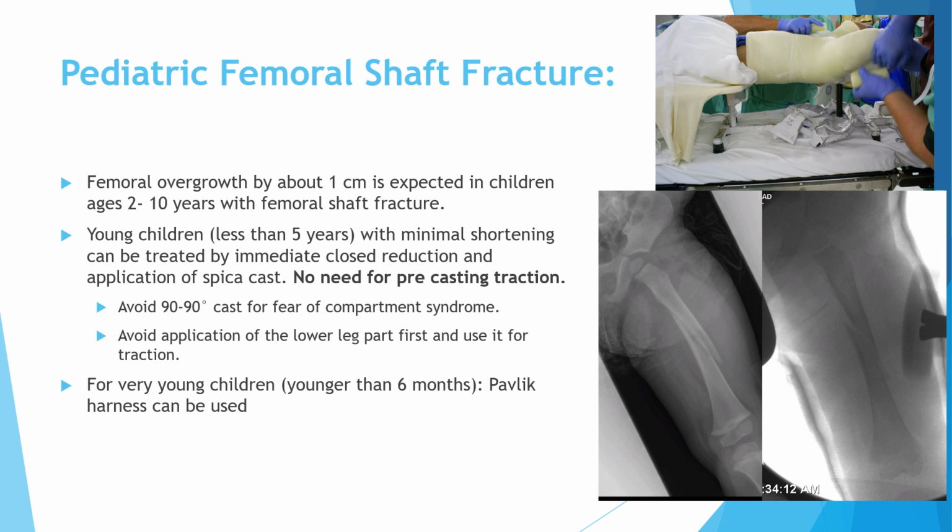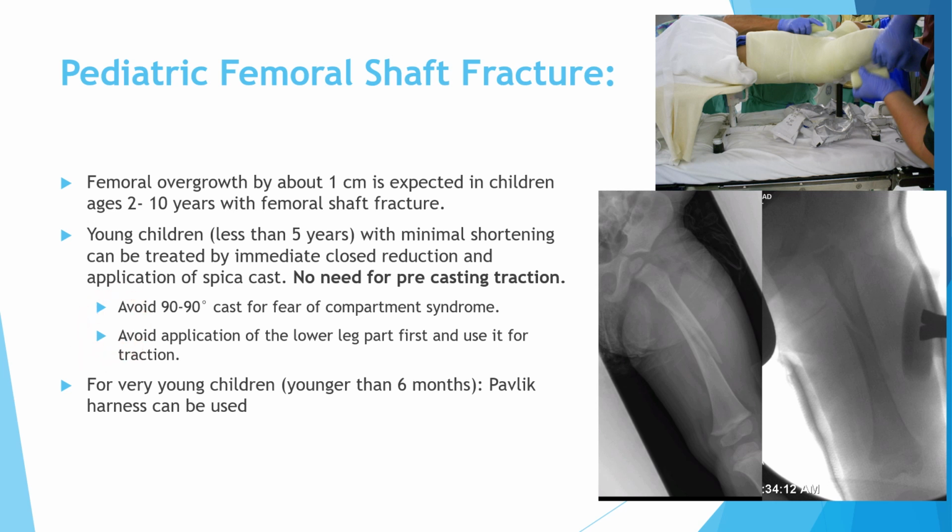Two technical points in the spica cast: avoid the 90-90 degree cast that was common before, for fear of compartment syndrome. Currently we do mild flexion of the femur and mild flexion of the lower leg, so mild hip flexion and mild knee flexion, but we don't do the 90-90 cast because it can cause compartment syndrome. Also avoid applying the lower leg cast and using it for traction. These are the two technical points that you are sometimes asked about in the exam.